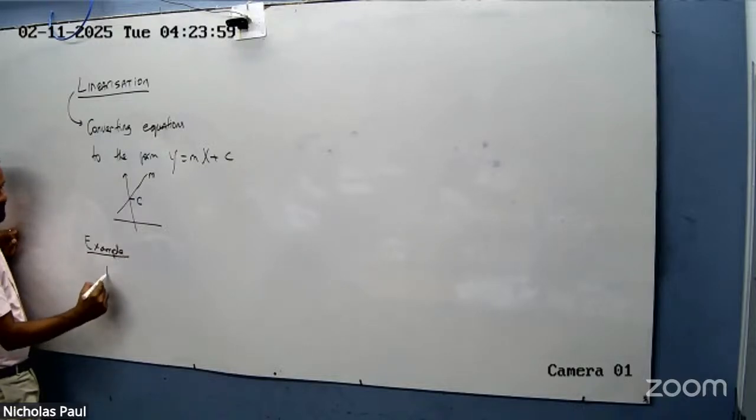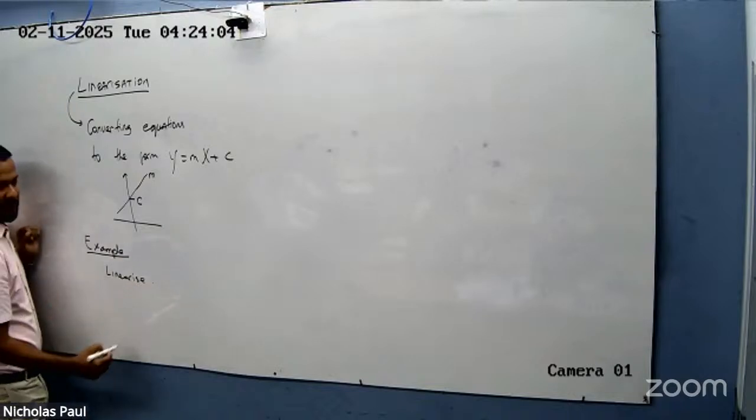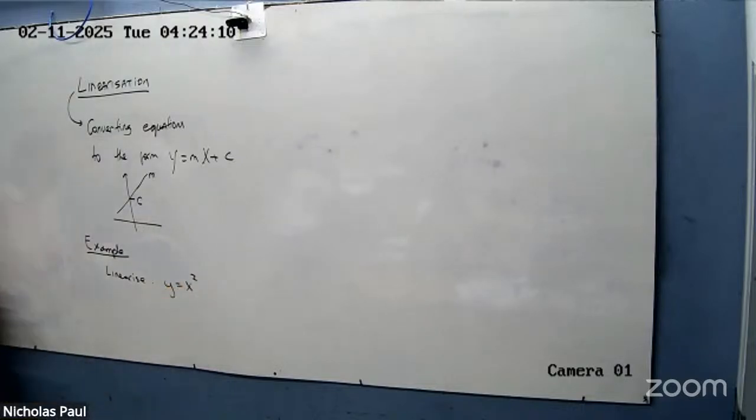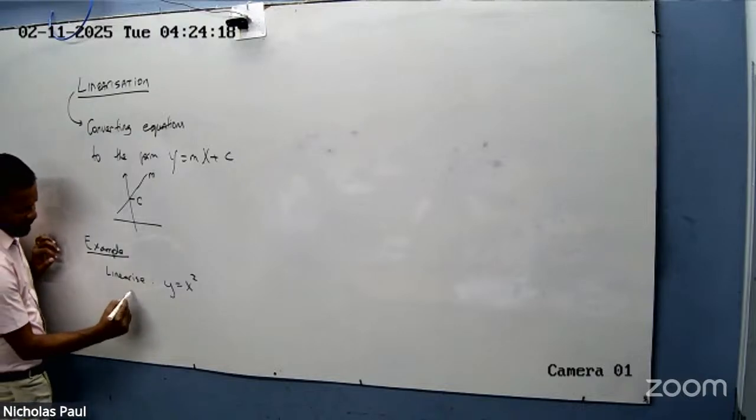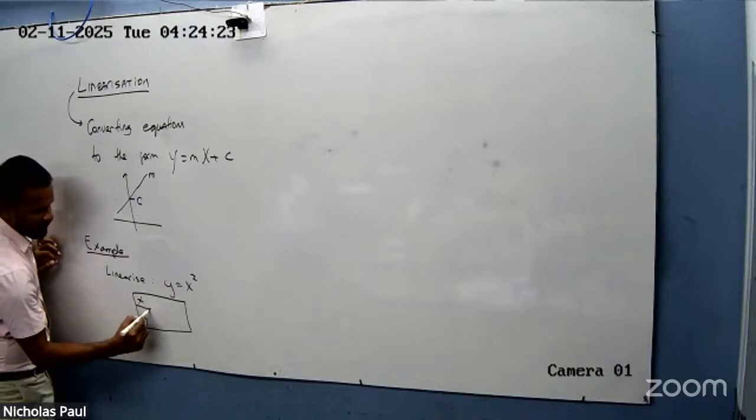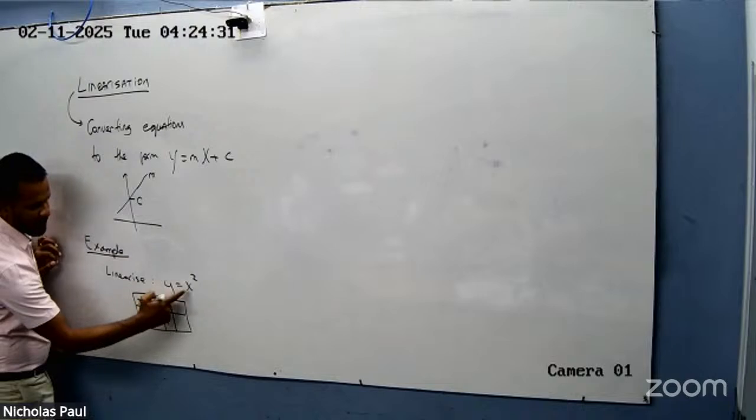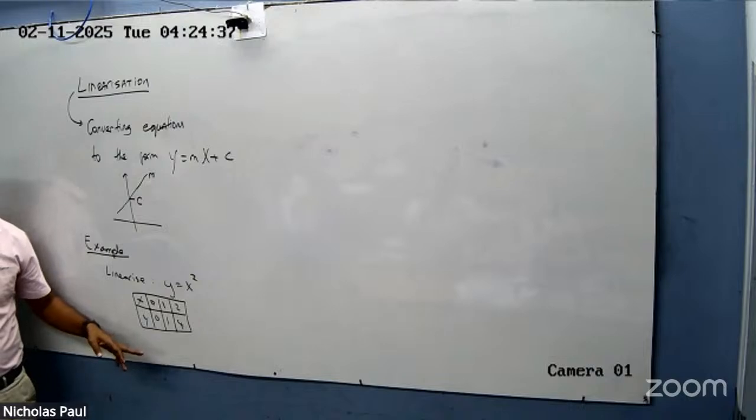Let's see if we can linearize y is equal to x squared. Let's see if we can convert that into something linear. Normally I would give you something like this, and after the plot, I'd give you x and y values. When x is 0, y is 0. When x is 1, 1 squared is 1. When x is 2, 2 squared is 4, and so on. And you will plot it and connect it up. That's what you normally do.